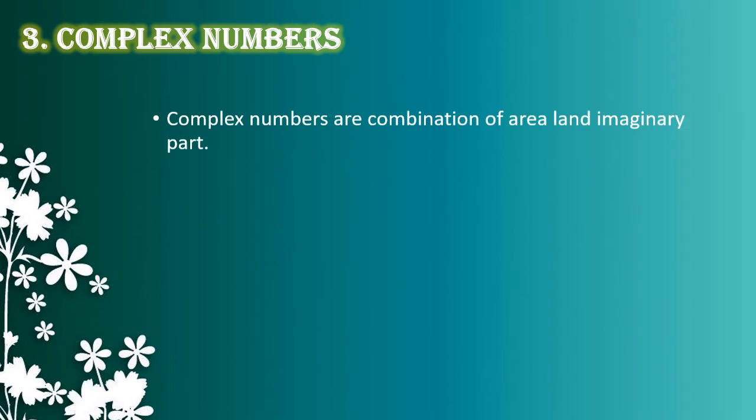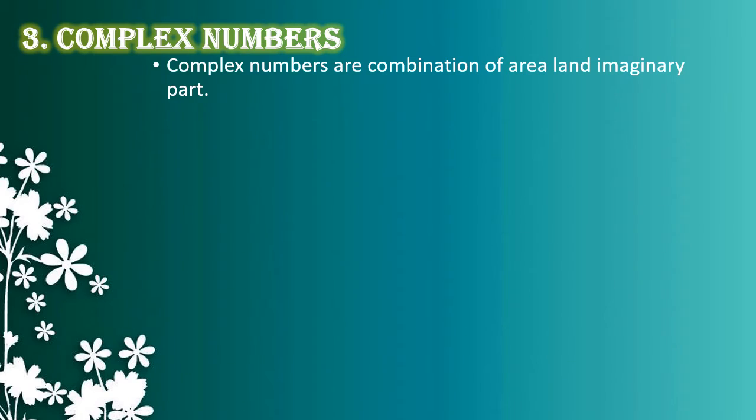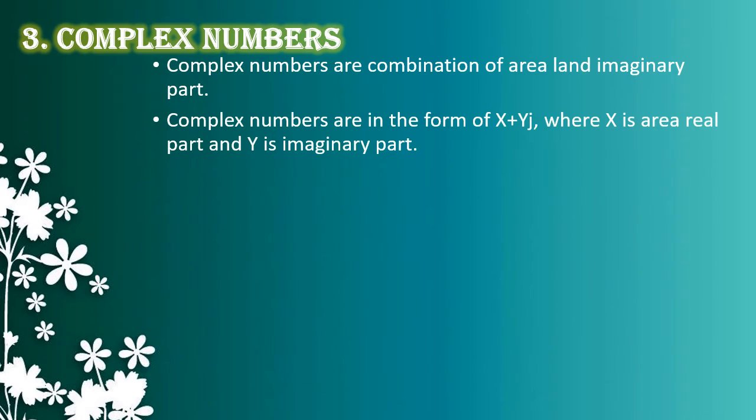Next, complex numbers. It is a combination of imaginary and real numbers, in the form of x plus yj. The x is a real whole number, and y is the imaginary part. X is real and y is imaginary. Imaginary comes along with the letter j.